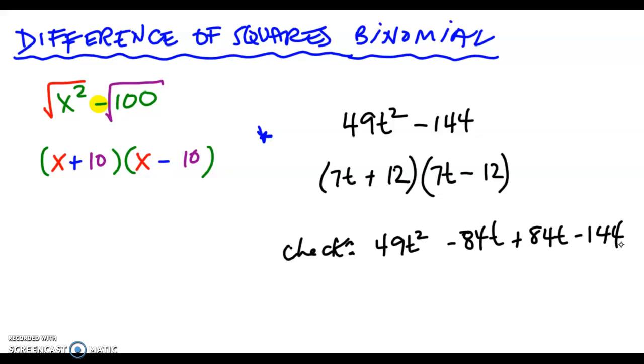Now, when you multiply out a difference of squares, it always happens that these two terms cancel out. Okay, and then we're left with 49t squared subtract 144, which is what we started with. So those are the correct factors.